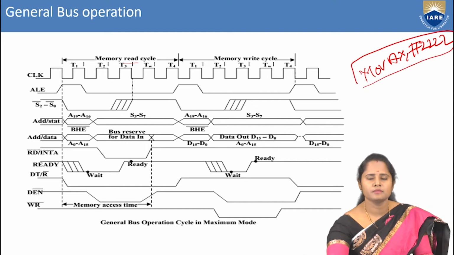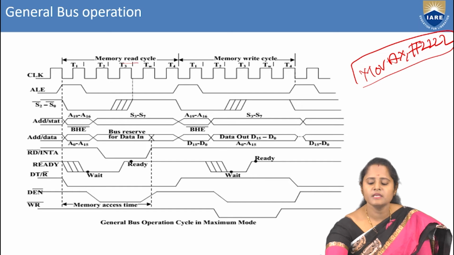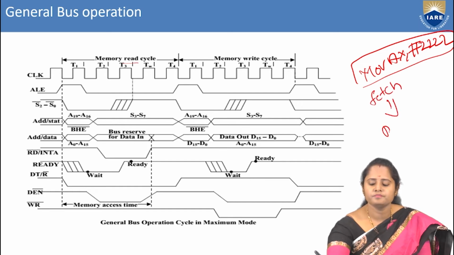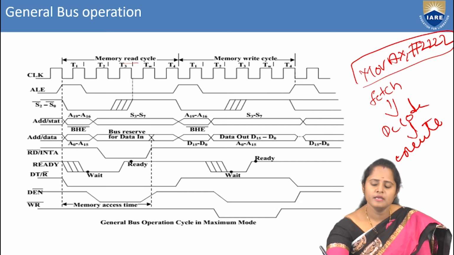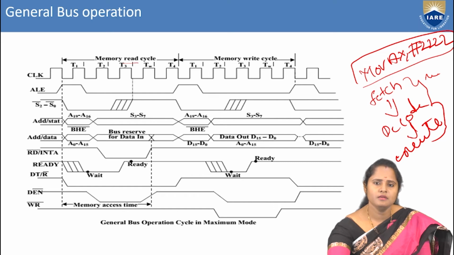I need to fetch, I need to decode, I need to execute. I need to read the data, that is fetching, and I need to execute that. And after that, I need to write the data, the resultant I need to write. So that is what the read and write operations of the memory are. First we'll see the read cycle.